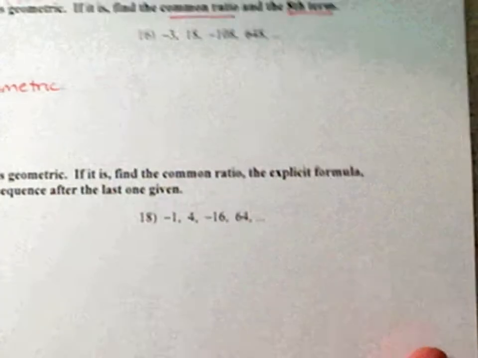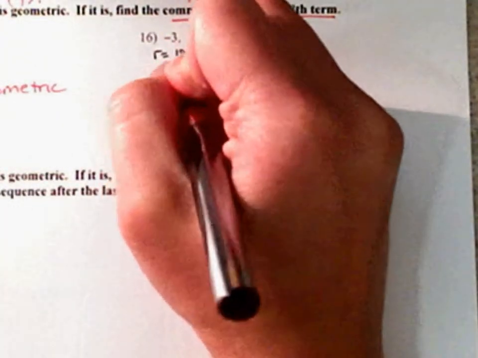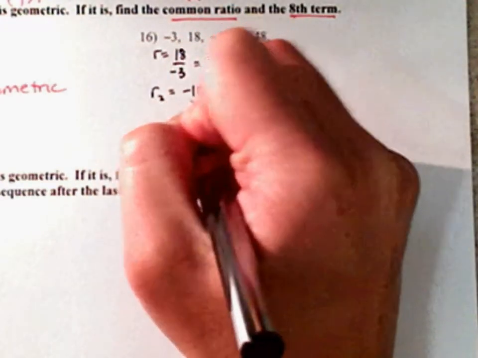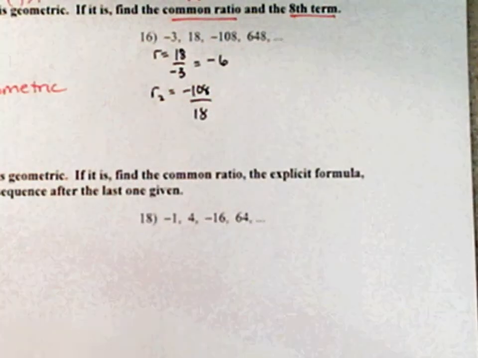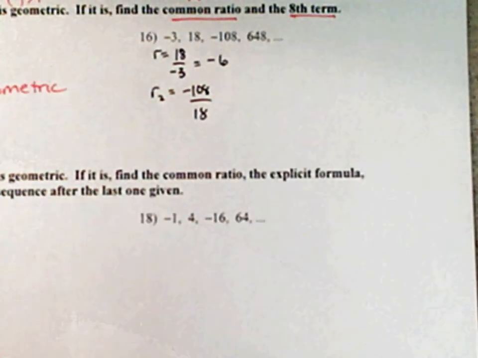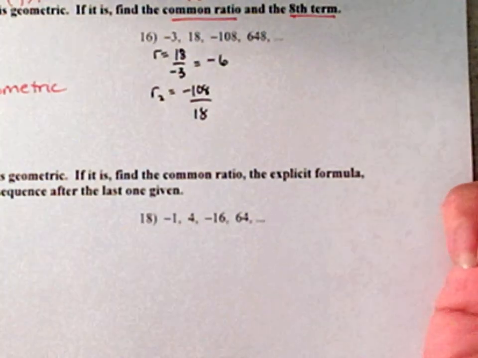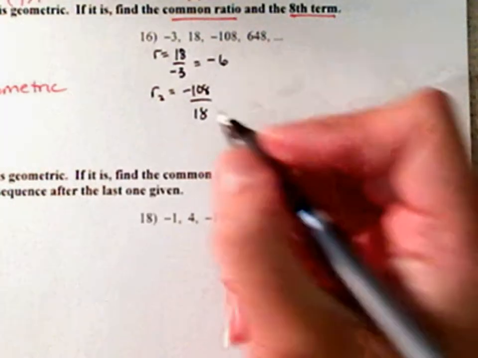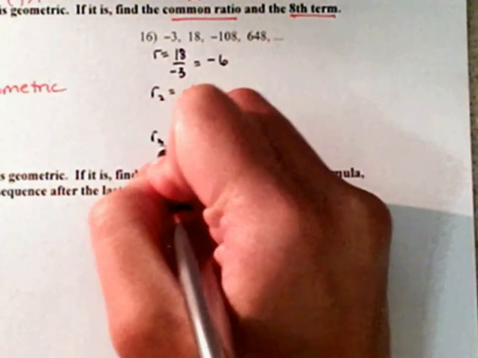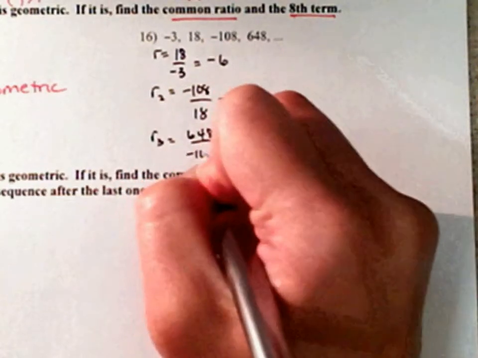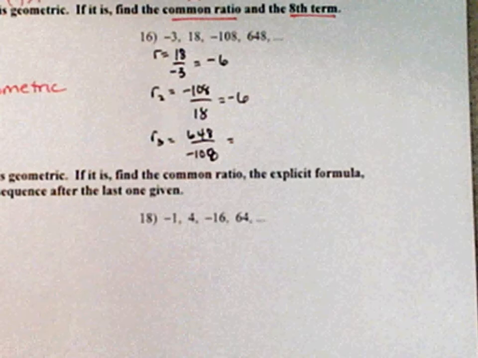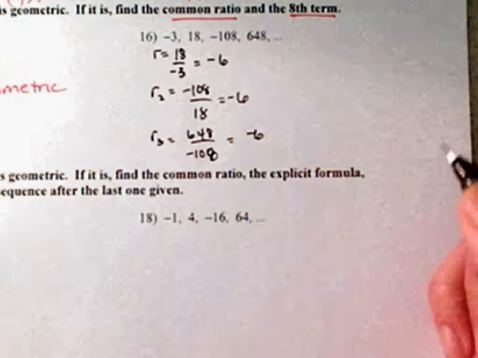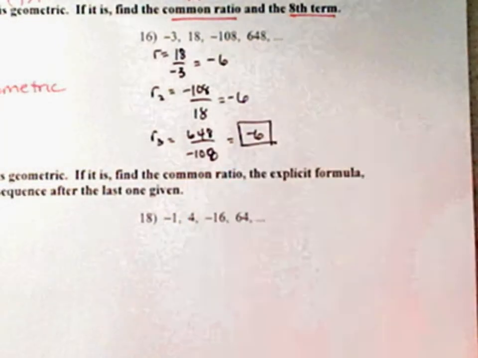Number 16. Let's find our R rate first. 18 divided by negative 3 gives you negative 6. Second one, negative 108 divided by 18. Hang on just a moment. Let me type that in because I do not know that one. Oh, I typed it in wrong. Might want to type it in right. Okay, that gives you negative 6 also. How about 648 divided by negative 108? Okay. Notice all their ratios are the same. So R is equal to negative 6.